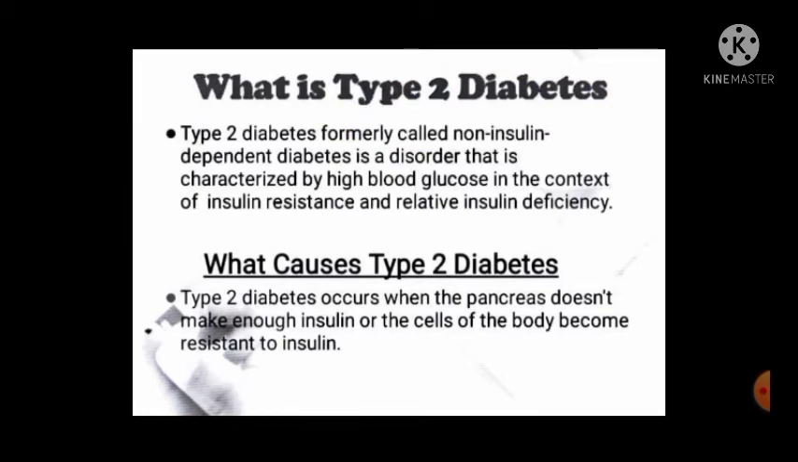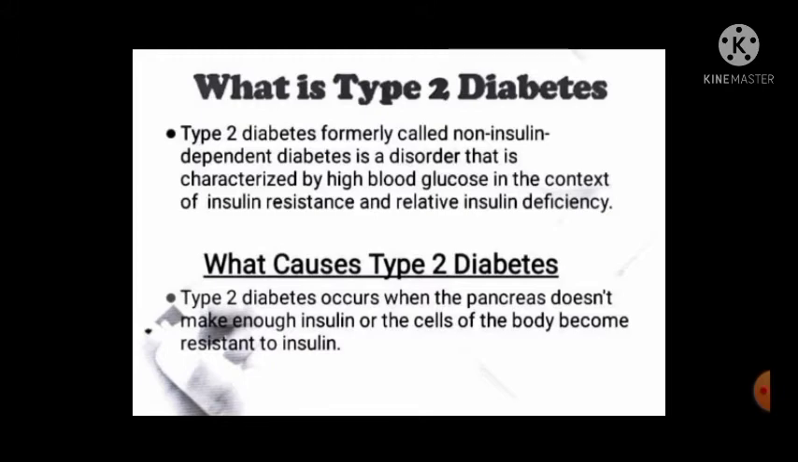Type 2 diabetes, formerly called non-insulin dependent diabetes, is a disorder characterized by high blood glucose in the context of insulin resistance and relative insulin deficiency. What causes type 2 diabetes? It occurs when the pancreas doesn't make enough insulin or the cells of the body become resistant to insulin. Means there is a presence of insulin but the cells are resistant to that insulin. Insulin is unable to decrease the level of sugar in the blood.